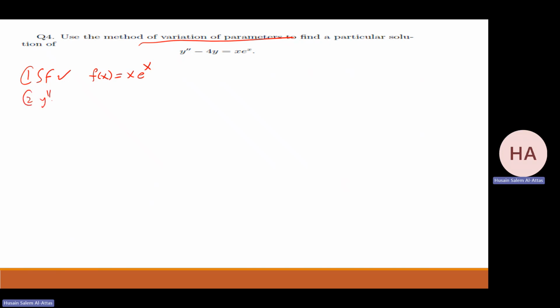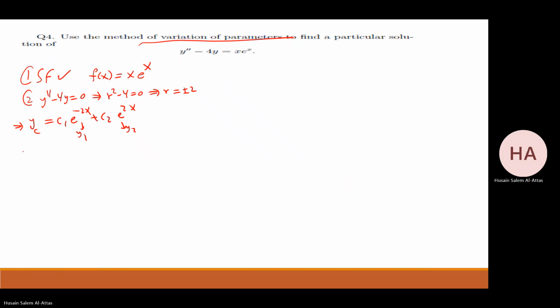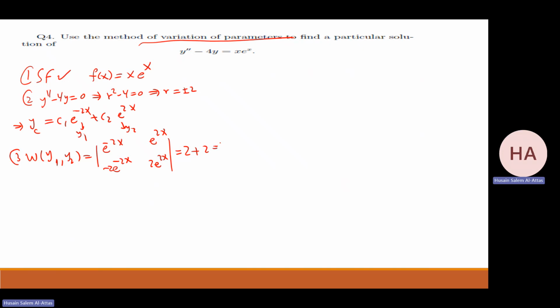Second, I solve this homogeneous. So I have what? R squared minus 4 equals 0. So I have R equal plus or minus 2. So YC, C1 e to the minus 2x plus C2 e to the 2x. This is Y1, this is Y2. Good. Third step, W of Y1, Y2, that will be what? e to the minus 2x, and I have minus 2 e to the minus 2x, e to the 2x, 2 e to the 2x. That gives me 2 plus 2, and that is 4. e to the power 2x times e to the power minus 2x, that will be e to the power 0, which is 1. No worries.